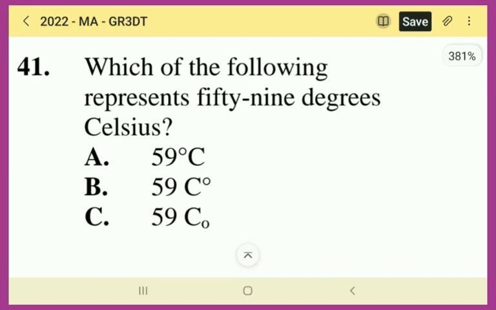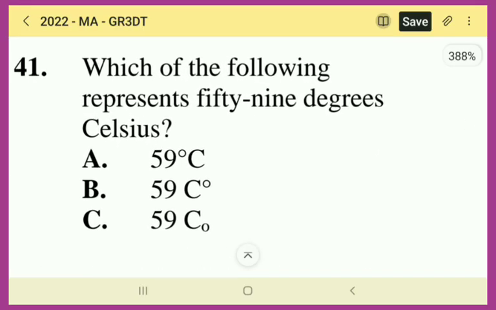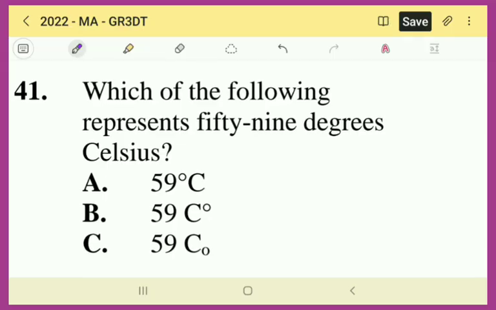41. Who wants to do 41? This is a repeat item. Which of the following represents 59 degrees Celsius? Remember, I did tell you that the degree symbol is written above. It's raised above, to the back and above of the number. So the answer would be A, where you have 59, then the degree sign is raised to the back of the 9 going up to the top, and then the Celsius sign. C and B, no.